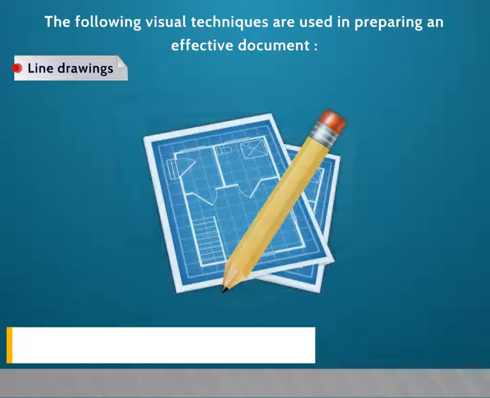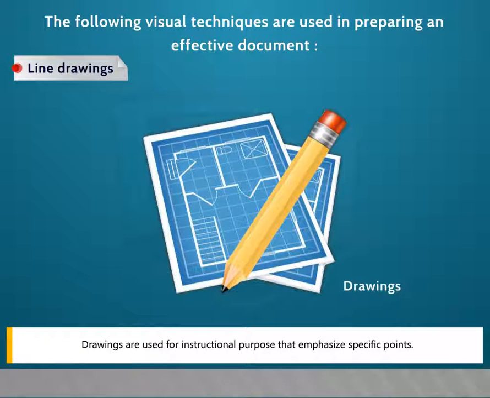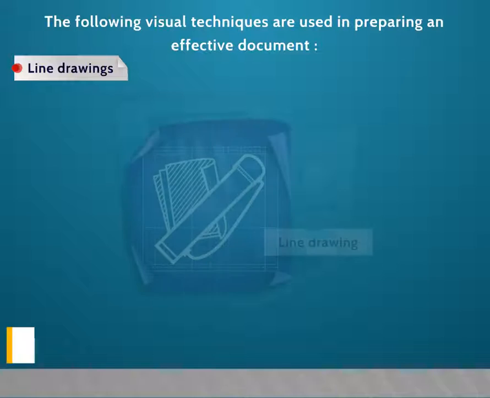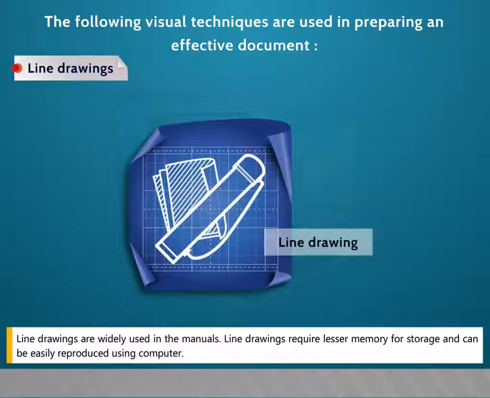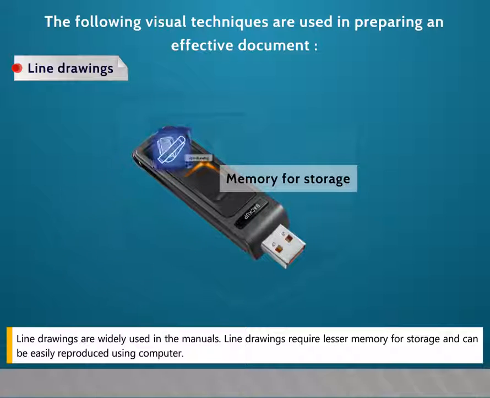The following visual techniques are used in preparing an effective document. Line drawings. Drawings are used for instructional purposes that emphasize specific points. Line drawings are widely used in manuals. Line drawings require less memory for storage and can be easily reproduced using a computer.